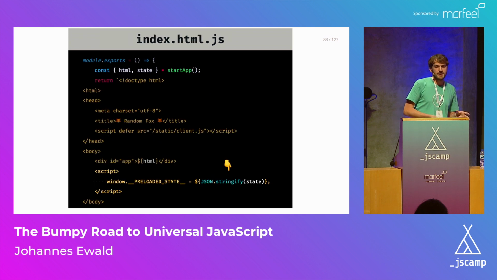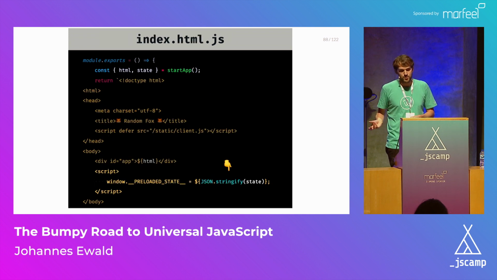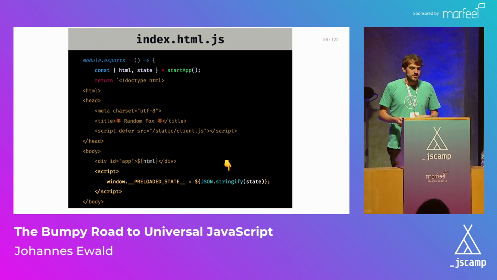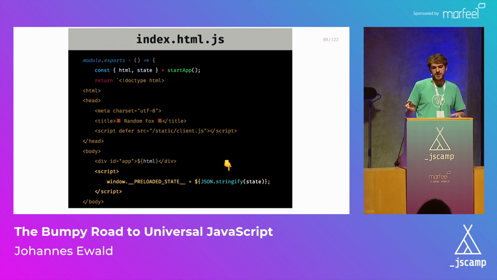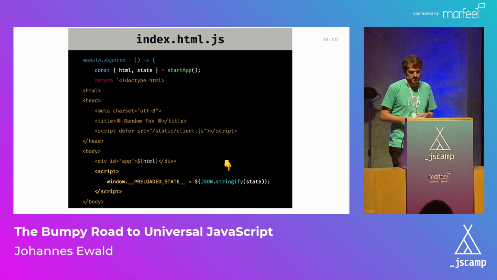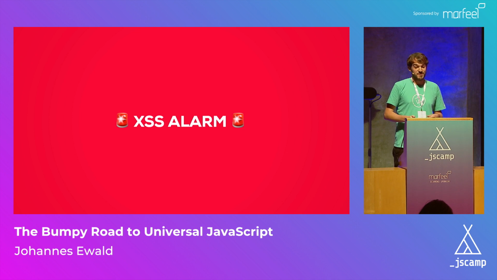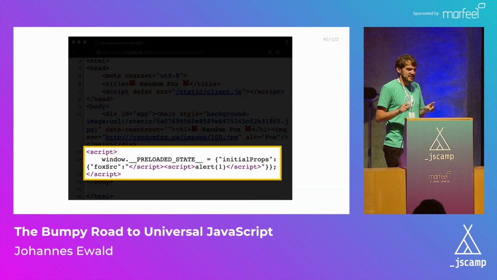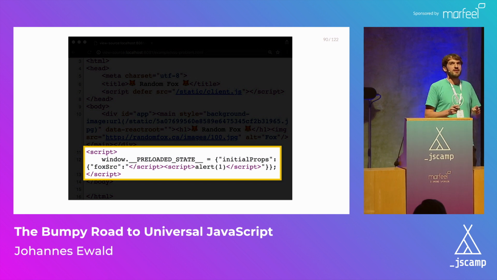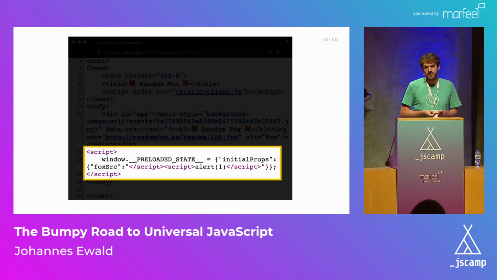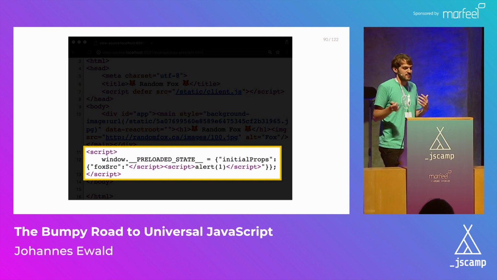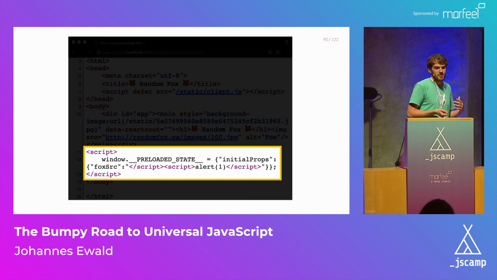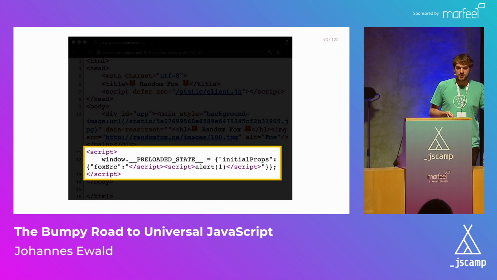And then in our index HTML.js, we can use JSON stringify to stringify the state and attach the object to the window object. But now our cross-site scripting alarm just went off. Because you need to remember that the application state may contain user data. And if the user happens to decide to have a name, for instance, with a script tag, you may end up with an HTML document that looks like this.